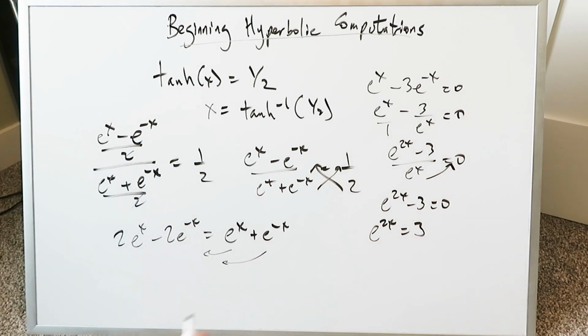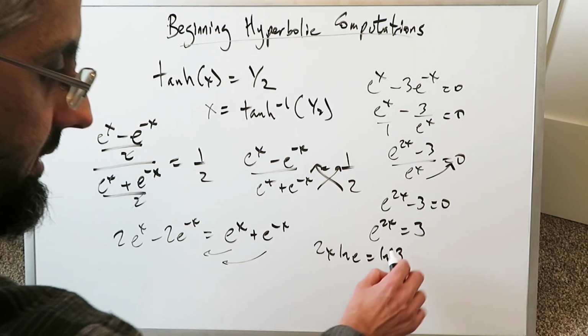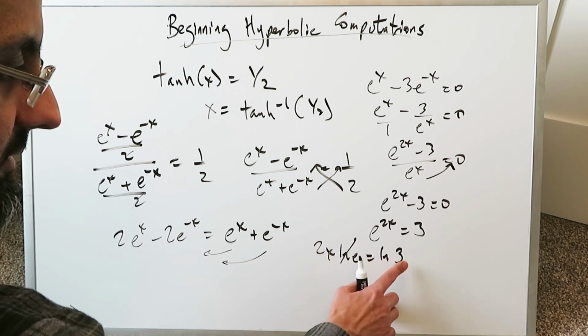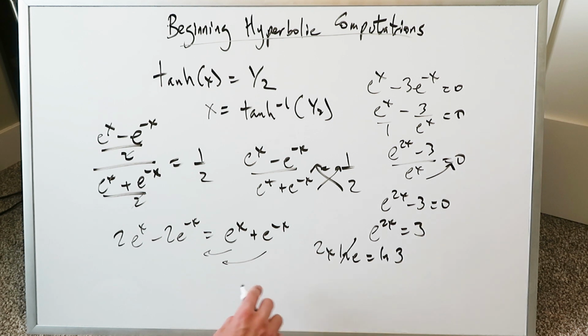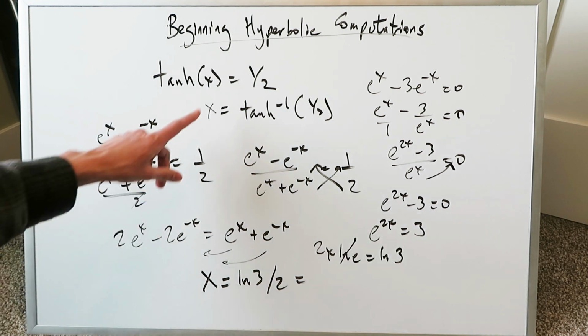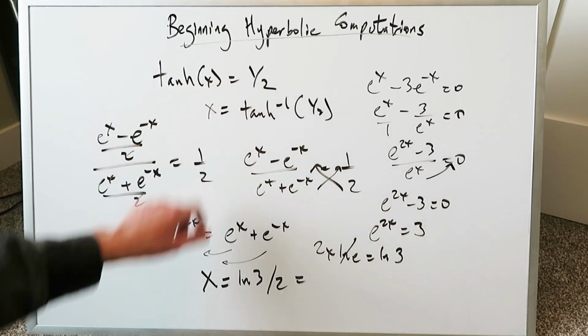Now bring in the natural logs. 2x natural log e is equal to natural log 3. Natural log e is always equal to 1. X is equal to natural log 3 divided by 2. I'm going to bring it right here. X is equal to natural log 3 divided by 2, and that will give you your answer for this value here, x, such that if you did the hyperbolic tan of it, you'd get a value of 0.5.